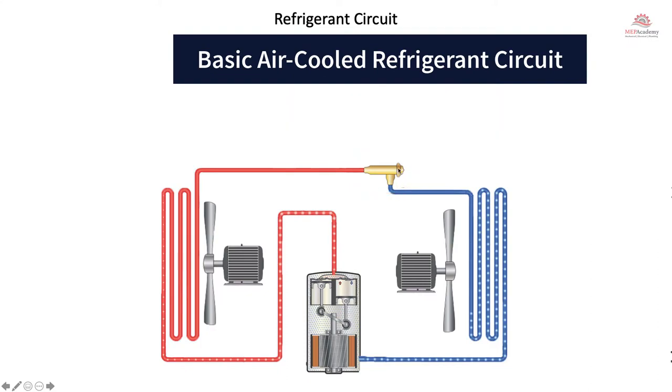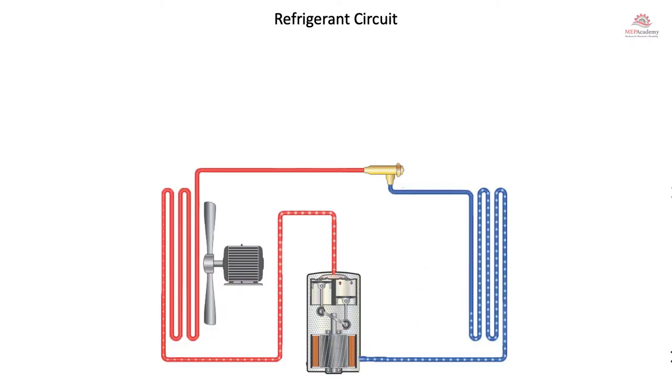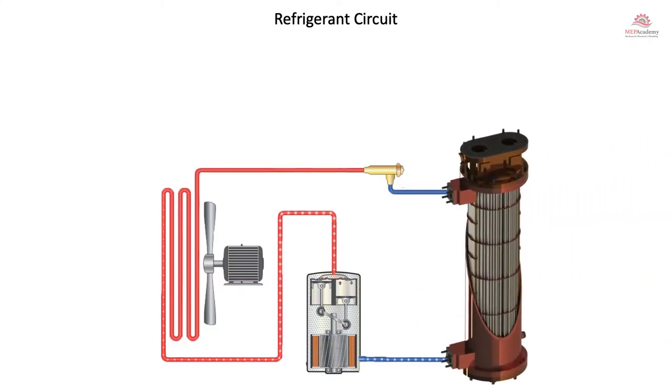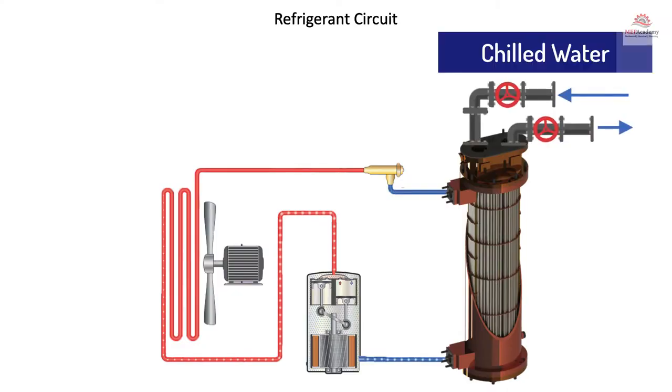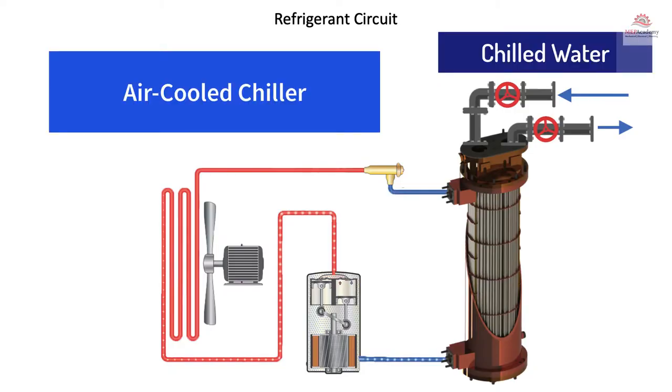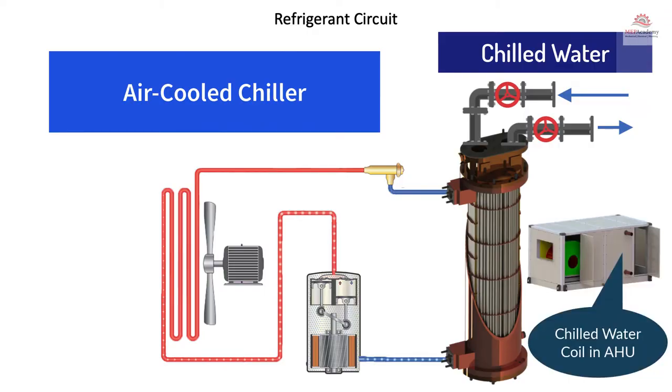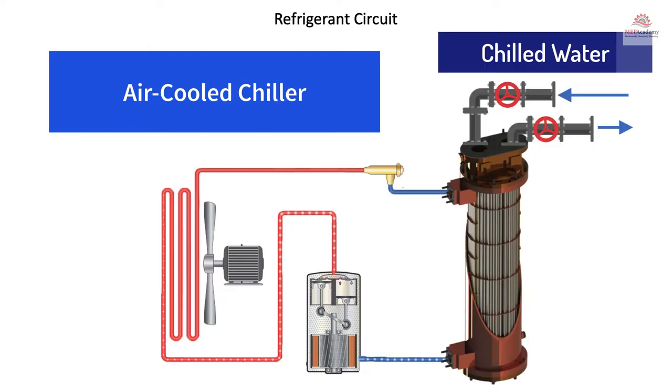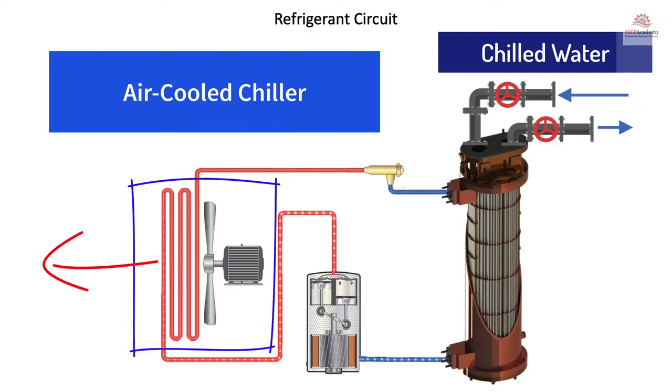Now, if we want to make this into an air-cooled chiller, then we need to get rid of the fan and bring in a heat exchanger, a shell and tube heat exchanger, and then we'll pipe water in and out of it, which will be cooled by the refrigerant. So now the refrigerant, instead of having air blow over the cold coil and blown into your room, will cool water, and the water will be taken to an air handler, which will then blow over a chilled water coil and cool the room. Now, this leaves us with the condenser side, which is air-cooled still. We still have a fan blowing the heat to the outside of the building.